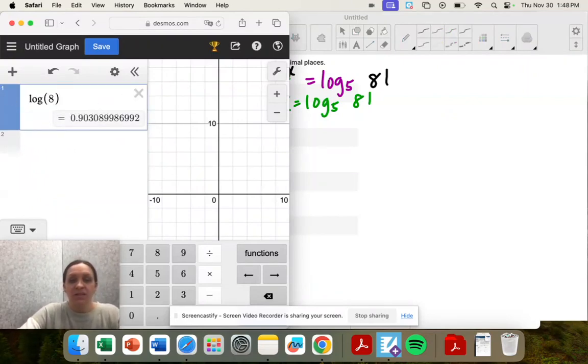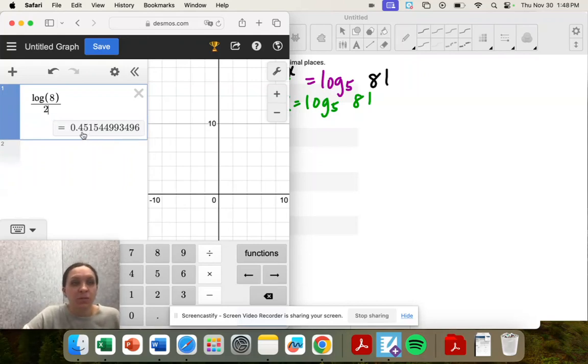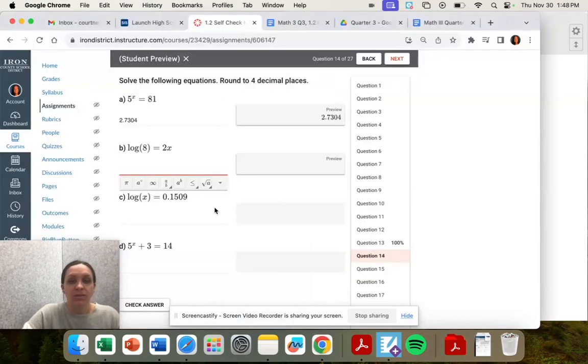Log of 8 divided by 2. 0.4515, and we're not rounding up because that's a 4.